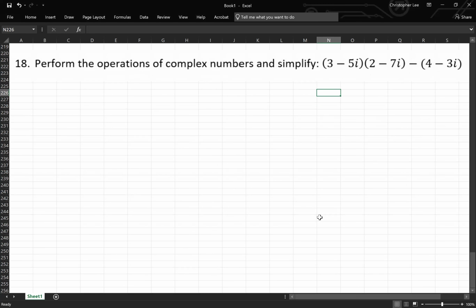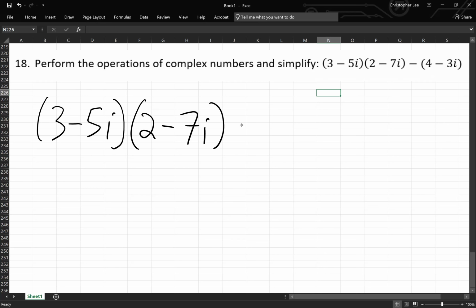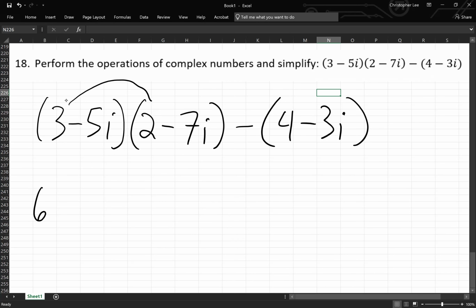The instructions say, question 18, perform the operations of complex numbers and simplify, right? So let me rewrite this and then you're going to tell me what to do. This is 3 minus 5i times 2 minus 7i, minus, open parentheses, 4 minus 3i. Tell me what to do. Go ahead. Okay, good. So tell me how to do that.